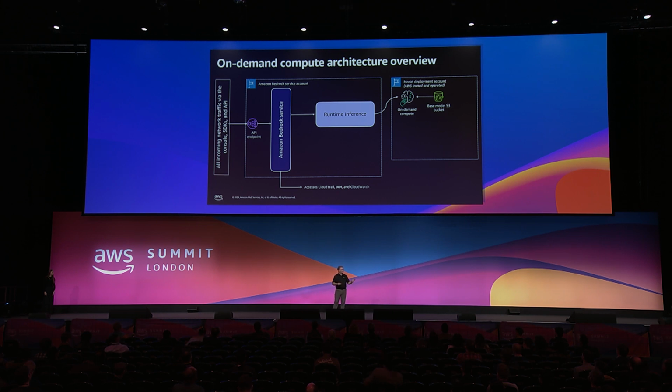Your request will come in on the left-hand side, and it will be passed to the runtime inference service as part of the service. What this will do is decode the request and decide, well, you're looking at this particular model from Cohere, so we need to go to the Cohere account. We have to find the right model for that particular one you want, and we'll send the request there. That'll be processed, the response will be picked up, and passed back to the caller.